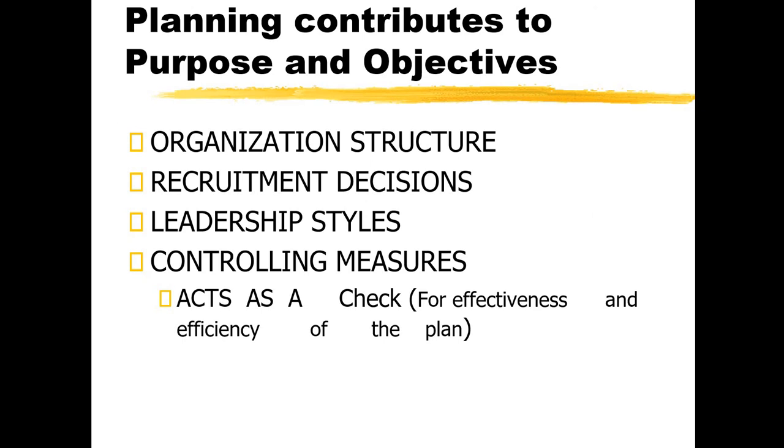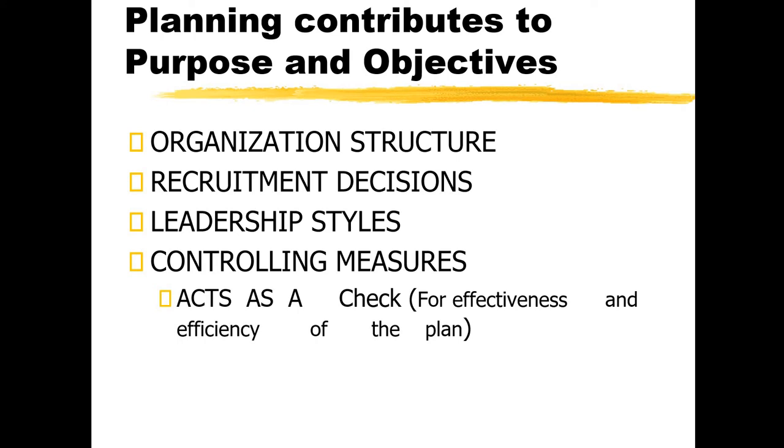Planning contributes to purpose and objectives. Depending on the planning, we have the organization structure, recruitment decisions, leadership styles, controlling measures. And also please understand that planning and controlling, these two functions go hand in hand. Only on the basis of plans you will have the control mechanism set up. If you do not have the plan, you cannot have a control mechanism. And these controlling measures act as a check for effectiveness and efficiency of the plan.